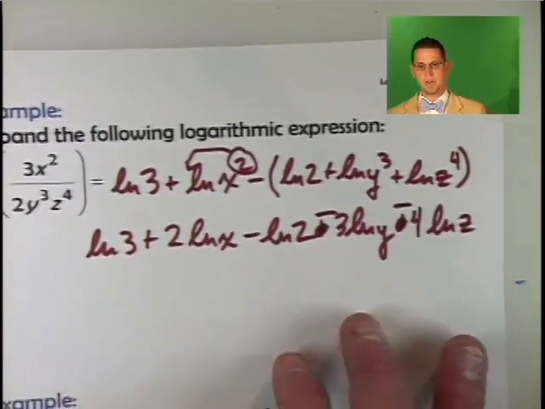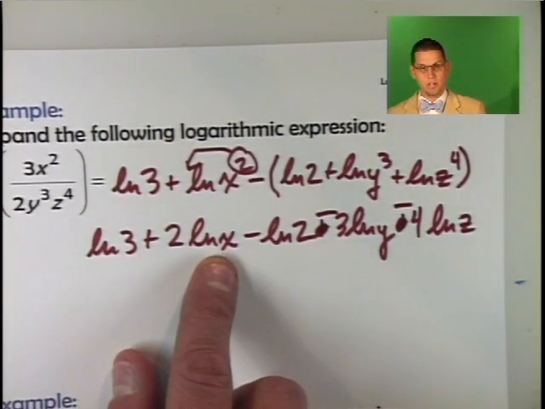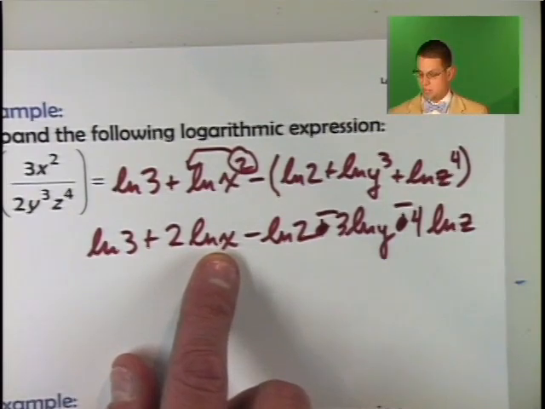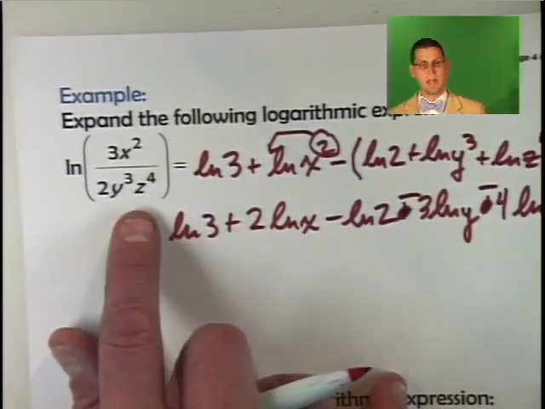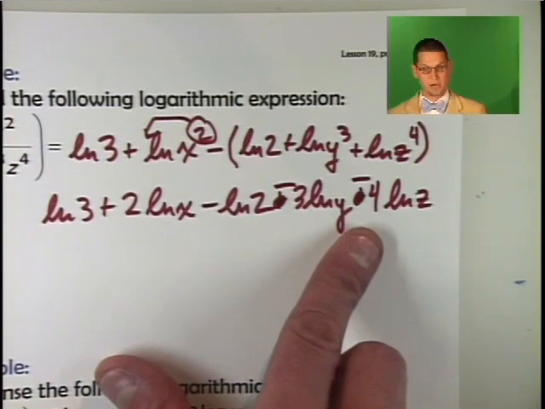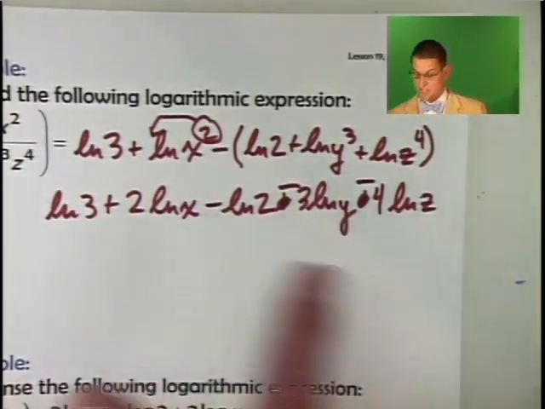But notice what we have here. We just have a string of natural log terms, and all of them are logs of single objects, and none of them are raised to higher powers. Anything that was multiplied in the numerator has a plus sign in front. Anything that was multiplied in the denominator now has a negative sign in front, okay? And all the exponents are now coefficients. Got it? That's expanding it out.